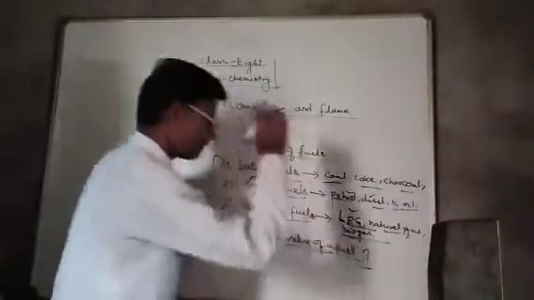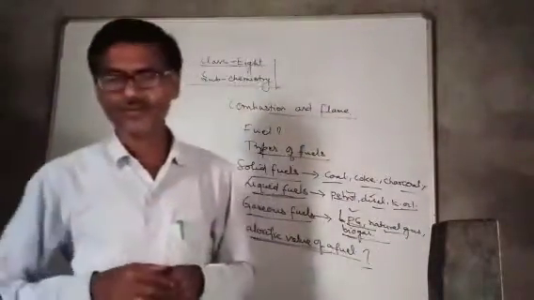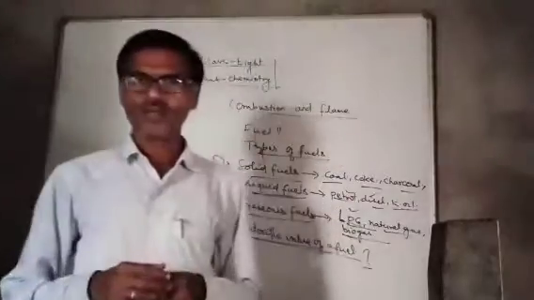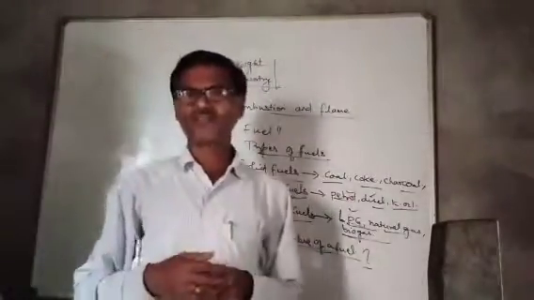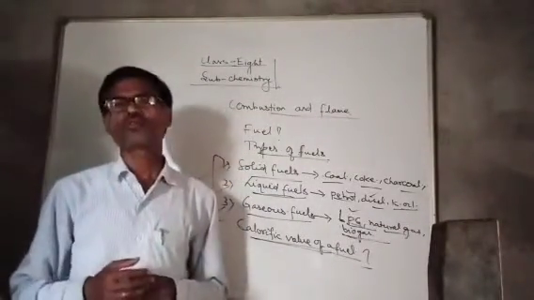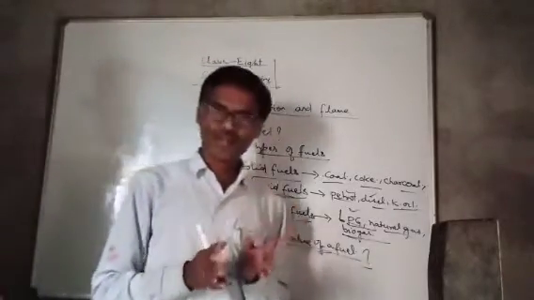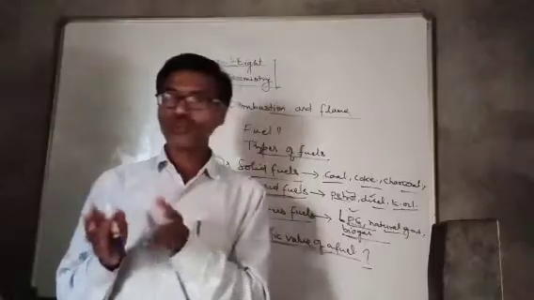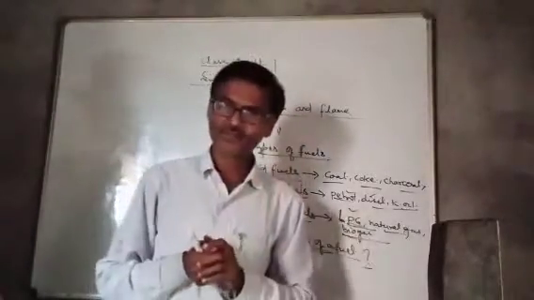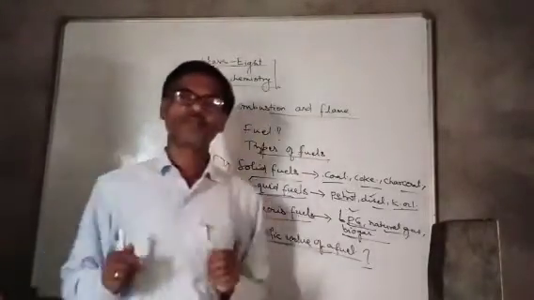Next point is the calorific value of a fuel. What is it? Fuels are mainly burnt to produce heat, sometimes for producing light. Well, the amount of heat produced by a fuel is called its calorific value. Different types of fuel produce different amounts of heat on burning, right? Means different fuels have different calorific values.